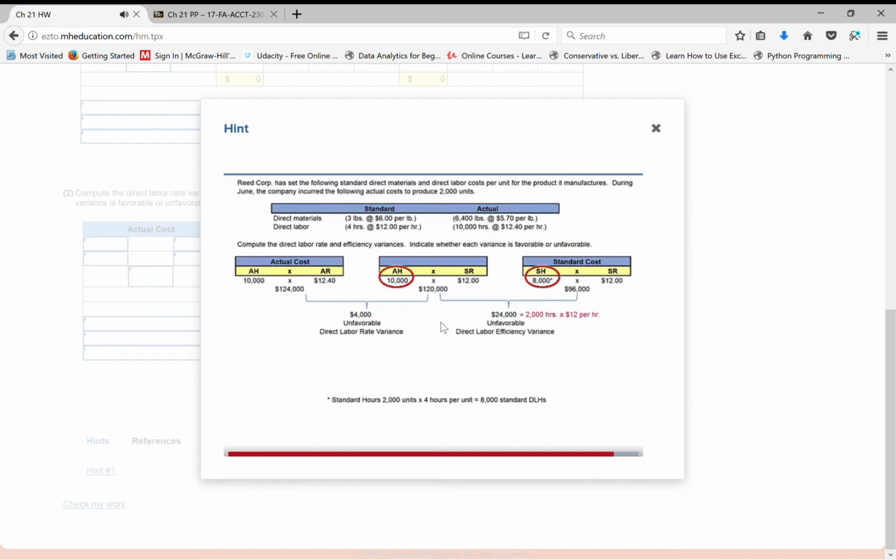per hour. Because the total actual costs, $124,000, are more than the total standard cost, $96,000, the total direct labor variance, $28,000, is unfavorable.